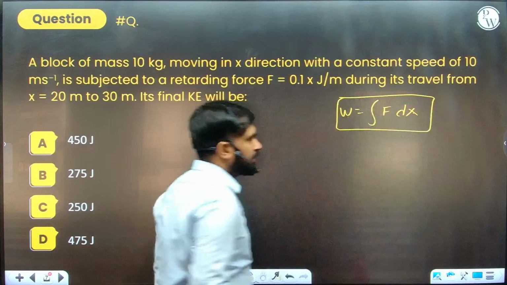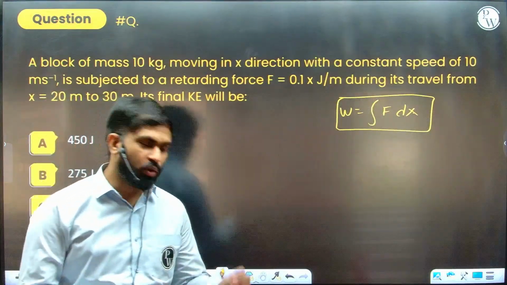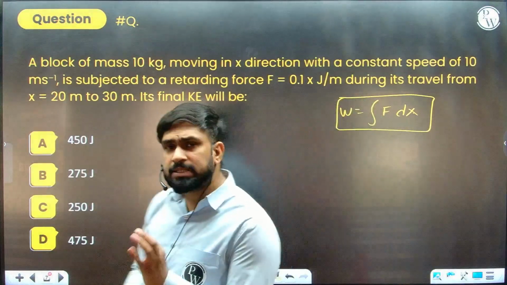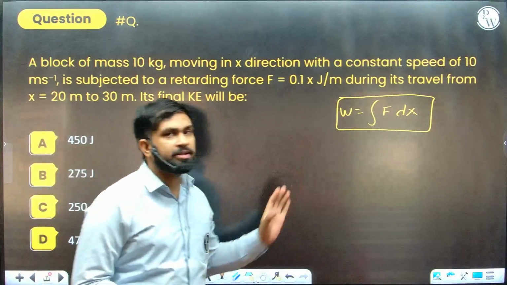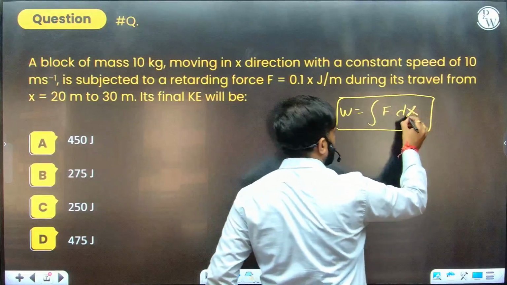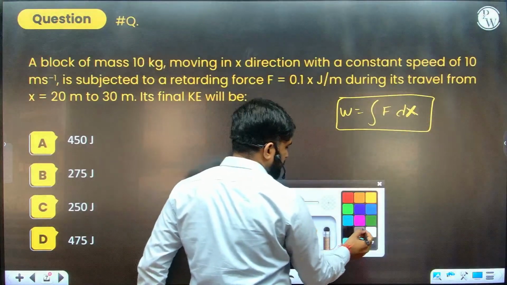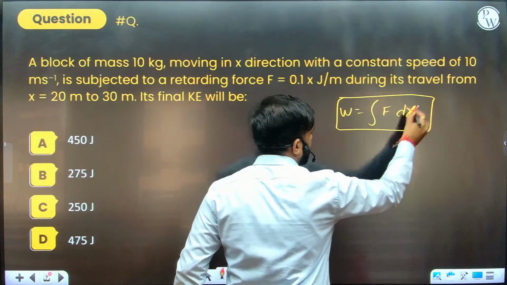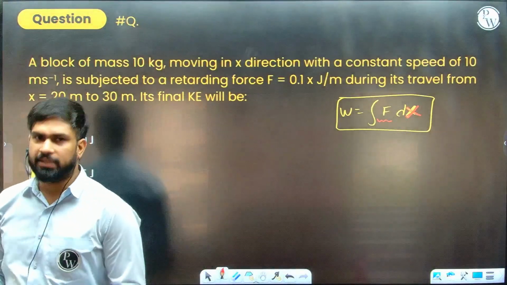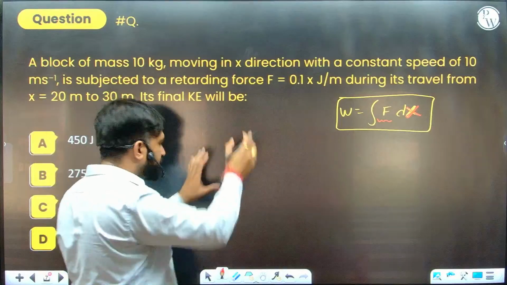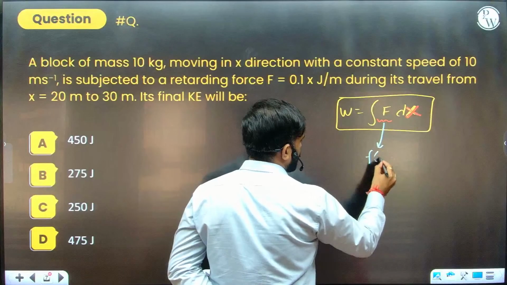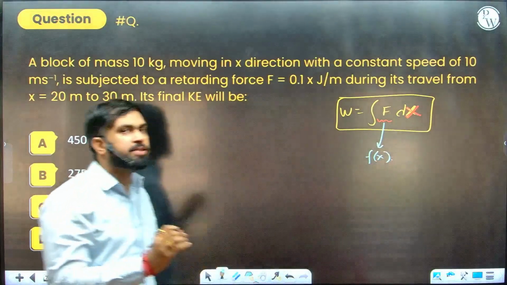Now what? I know the formula, now what do I do? What should be my next step? Whenever I see integration, what pops in my mind is, this is a variable x. And whatever is written in front of dx must be a function of x. So I need to just pull out that information from the problem. Is the force a function of x? Function of x means it's just an expression of x.